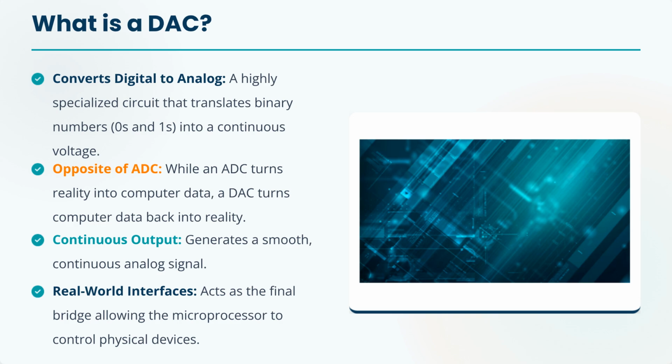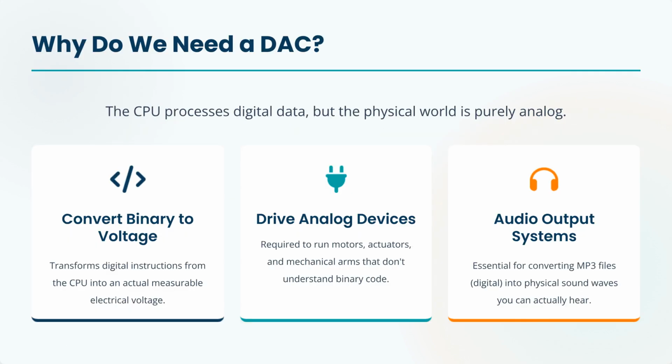to control physical devices. We need a DAC because the CPU processes digital data, but the physical world is purely analog. DACs convert binary to voltage to drive analog devices like motors, and they are essential for audio output systems to convert digital files into sound waves.